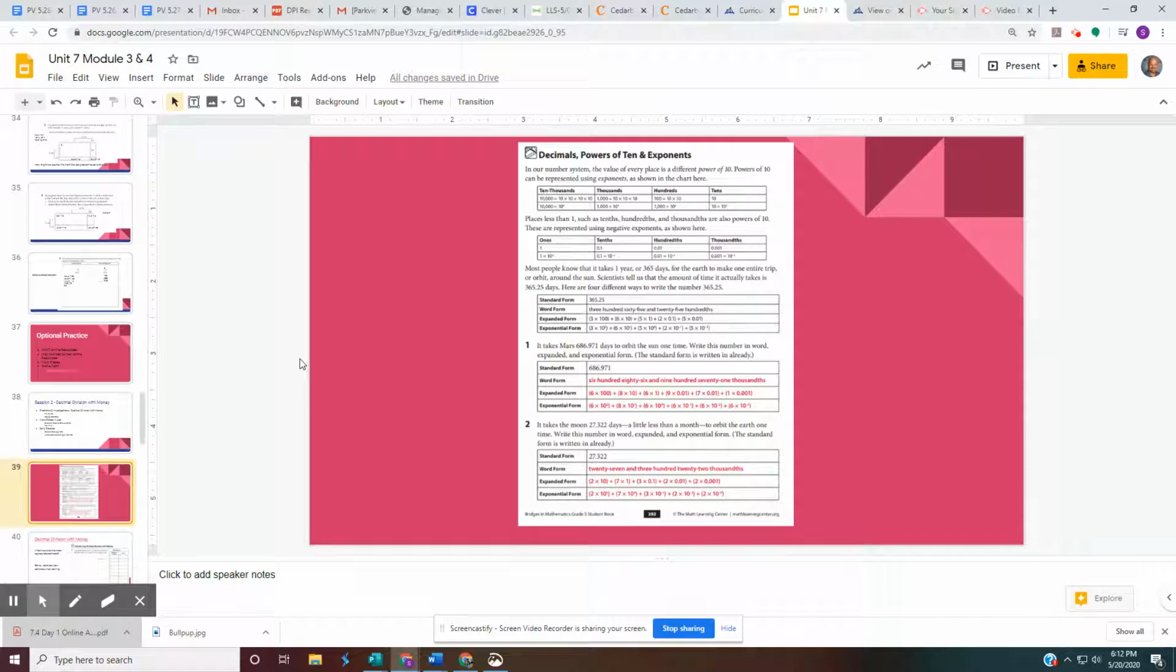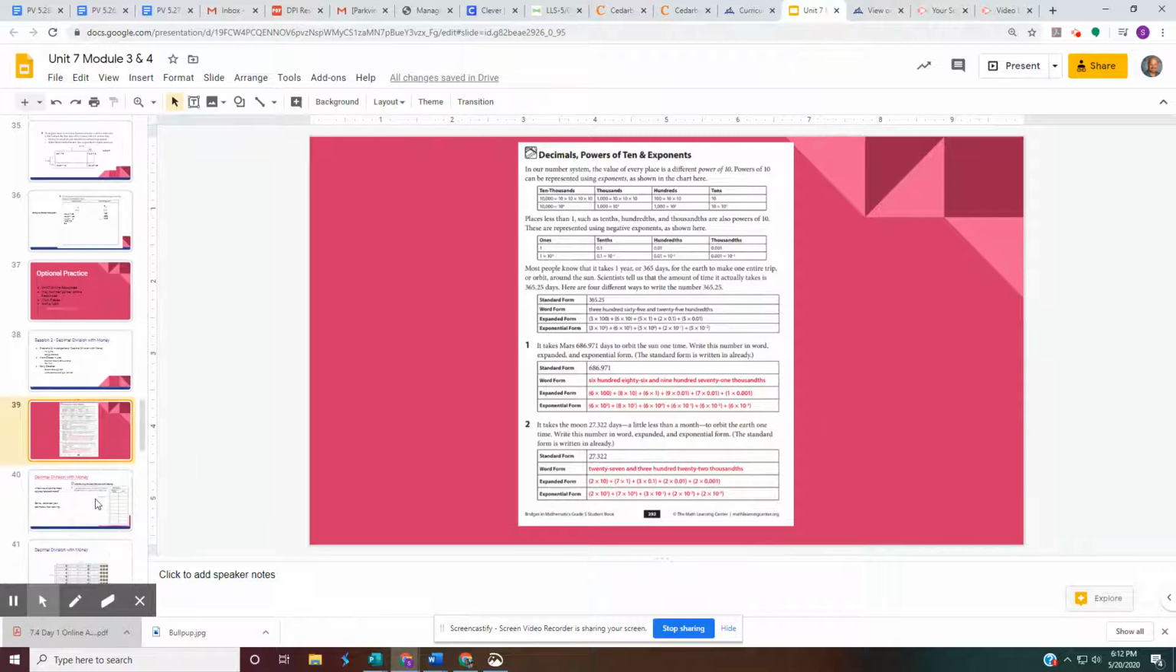Go ahead and pause the video. Make sure you get everything checked out. It's the difference between your standard form, your word form, your expanded form, and then exponential. Remember, instead of saying 100, we're saying 10 squared. Instead of using 1/100th, we're saying 10 to the negative 2. It is a little different way of thinking, but it's much easier to write it in exponential form than the longer way using zeros and decimals and all that.